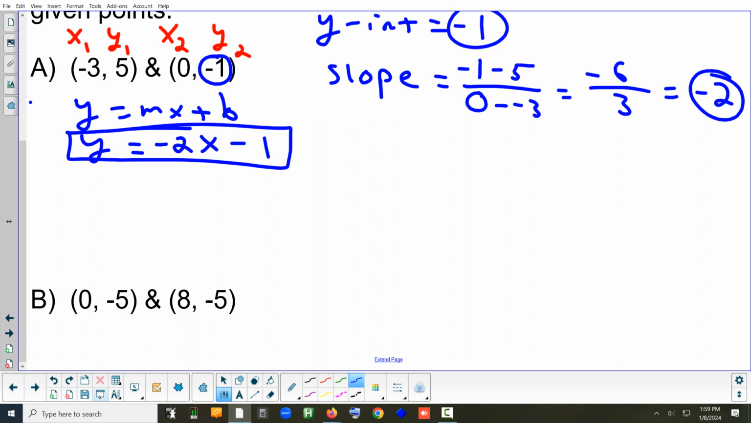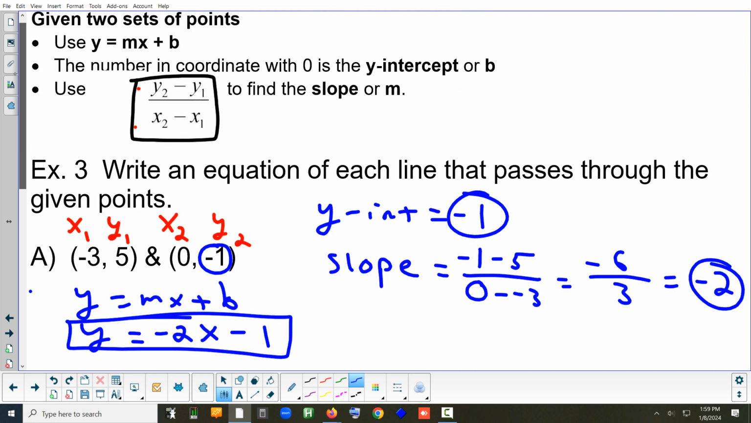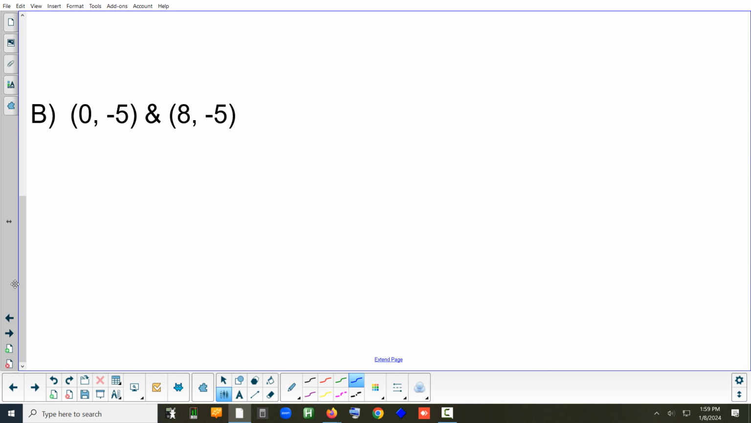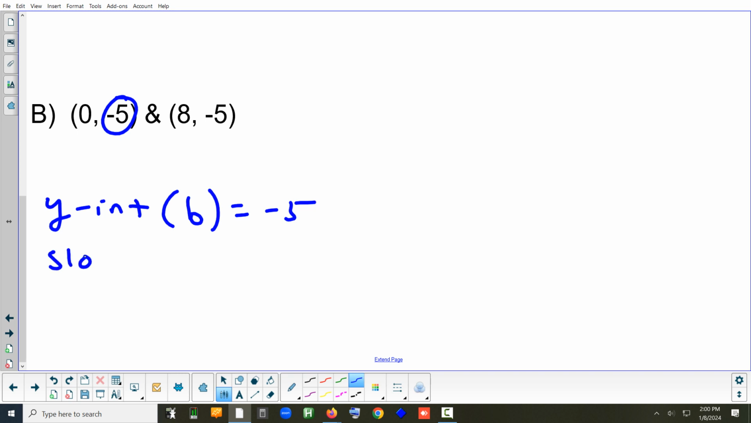All right, let's try this one. So the number in the coordinate with the 0 is your y-intercept. What's the number that's in the coordinate with the 0 this time? -5. And that's my what? Y-intercept. Yep. And what letter is the y-intercept? B. So that's my y-intercept. What's the second thing I need after I get that? I need the slope. To find the slope, you do the x and the y. And what letter is the slope? M.